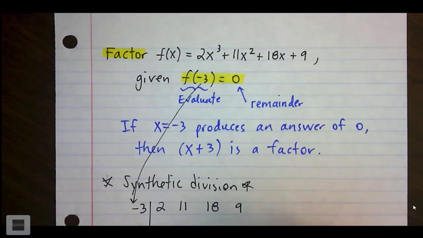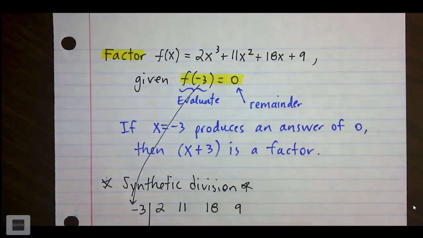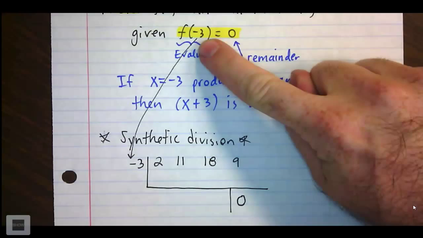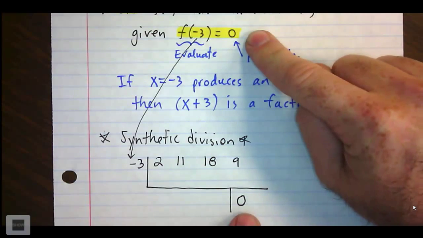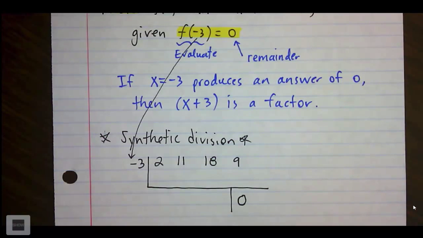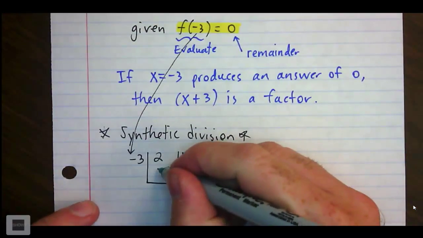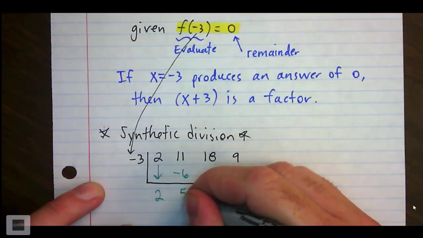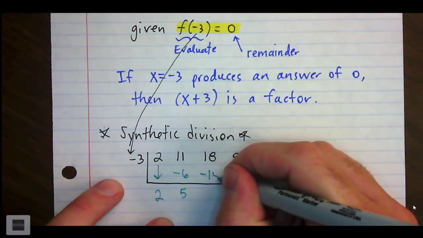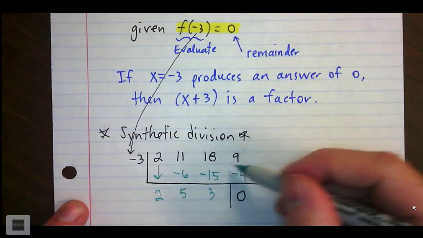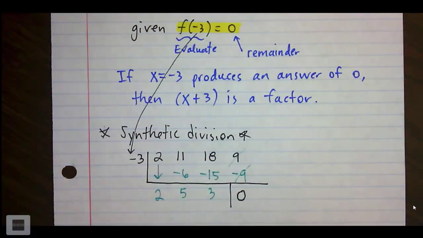Matter of fact, you can go ahead and put 0 here because you already know that negative 3 is going to produce a result of 0 for the remainder. So you can go ahead and be confident with this. So we go through and we do synthetic division. I bring down the 2, we multiply, we add vertically, we multiply, we add vertically, we multiply, and no surprise that we get 0 for a remainder.